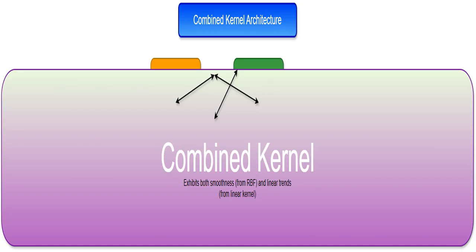This is the result of adding the RBF and linear kernels. The magic here is that it combines the strengths of both. It can capture both smooth curves from RBF and straight lines from the linear kernel. This makes it very flexible and able to fit a wide range of data patterns. It's like getting the best of both worlds.